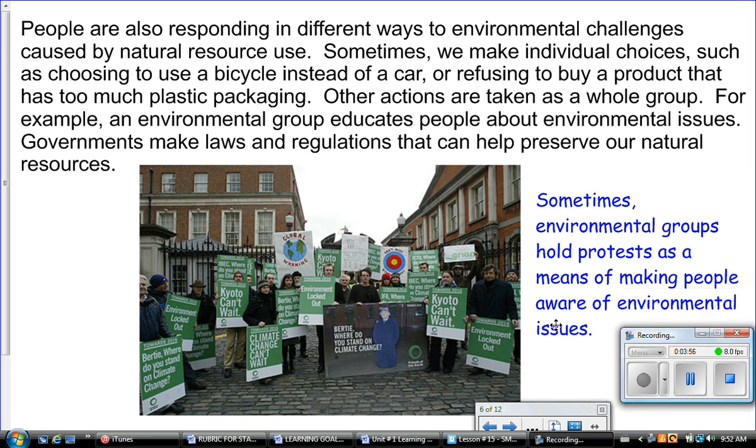Sometimes environmental groups, such as one in this picture, hold peaceful protests as a means of making people aware of environmental issues.